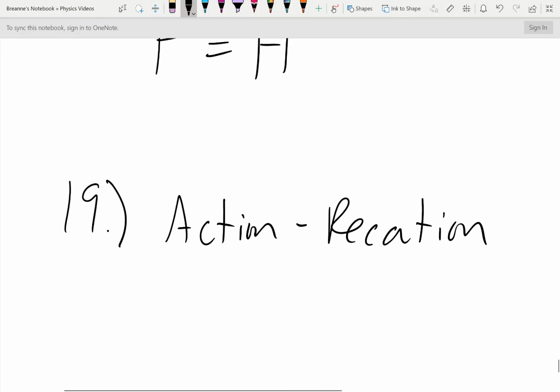Action-reaction pair. If you have the calculator sitting on your desk right now, the calculator is pushing down on the desk. Well, the desk is pushing back up on the calculator. When the gun's being fired, the gun's pushing on the bullet, and the bullet's pushing back on the gun. That's why you have recoil.